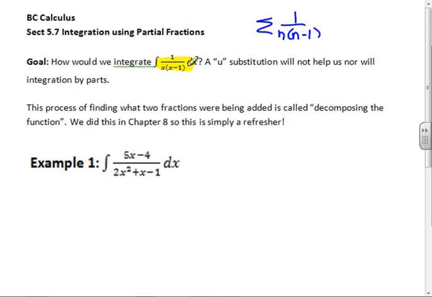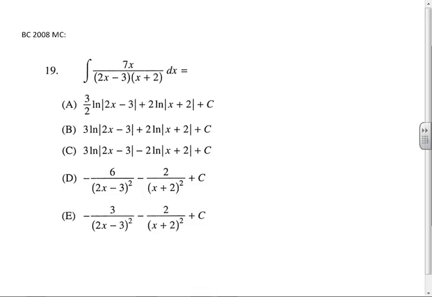Okay, so how would we integrate something like that? Decompose. Yeah, right, we're going to have to decompose the fractions. There. This is the example that's in the book, but I don't want to do it the way they do it in the book. It's too hard. And then the next problem we're going to do is a 2008 multiple choice exam.